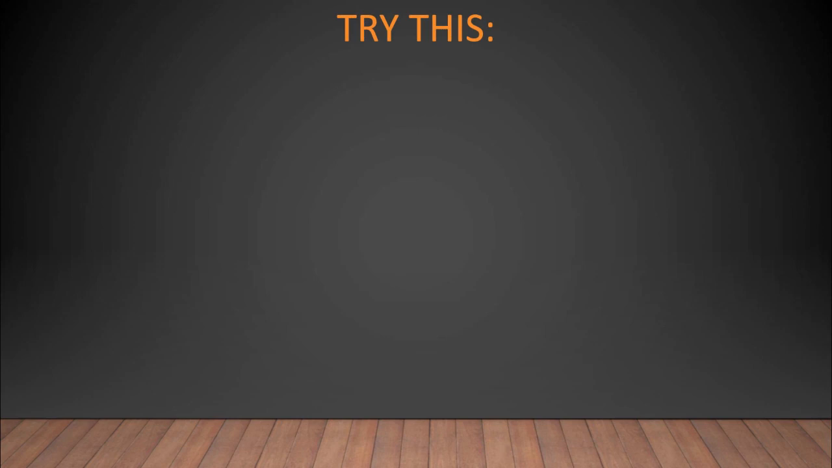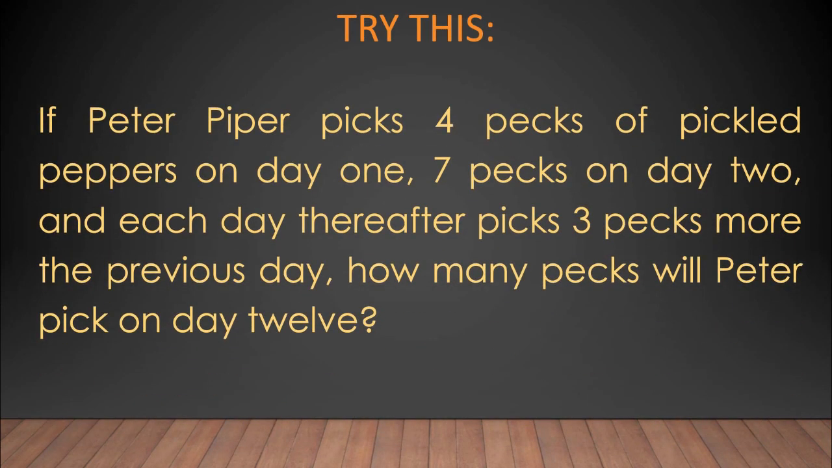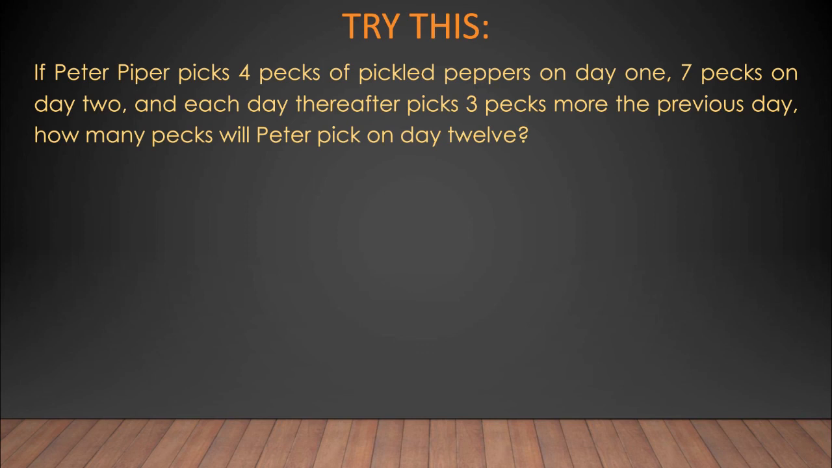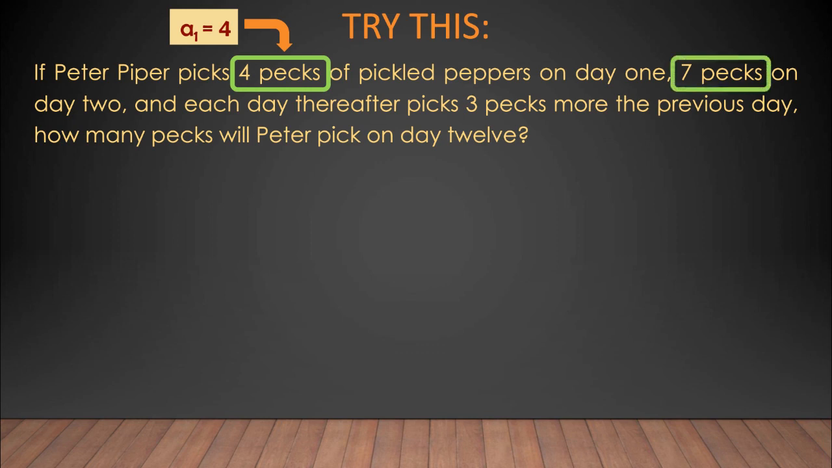So try this. If Peter Piper picks 4 pecks of pickled peppers on day 1, 7 pecks on day 2, and each day thereafter picks 3 pecks more than the previous day, how many pecks will Peter pick on day 12? So let's analyze the given here. So we're given 4 pecks. This will be our a sub 1. So a sub 1 is 4. And then this 7 pecks on day 2 will be our a sub 2, or the second term.